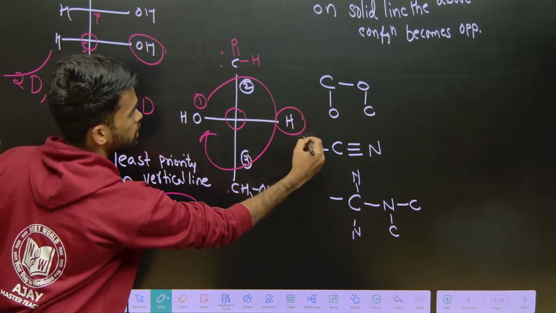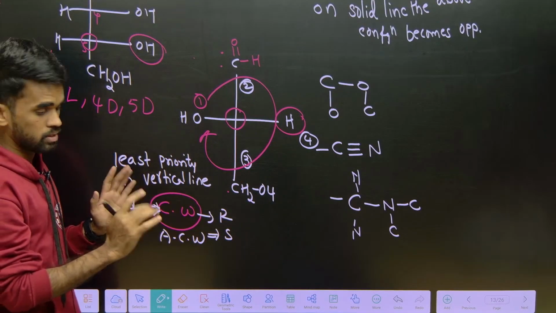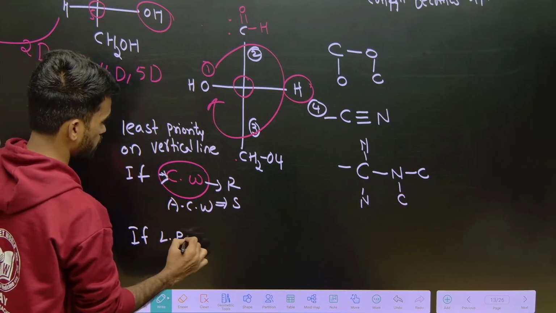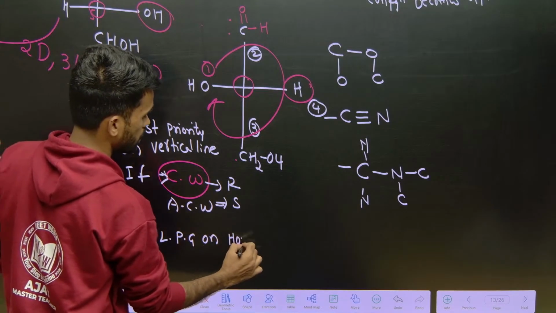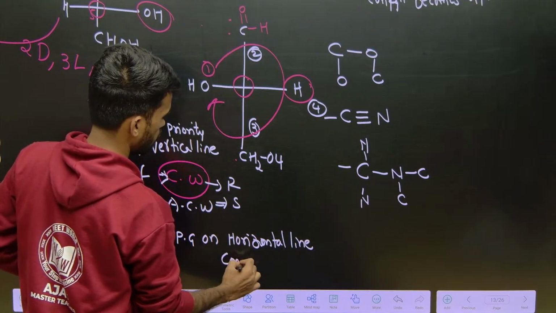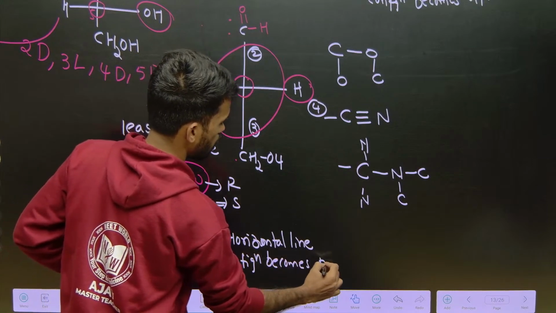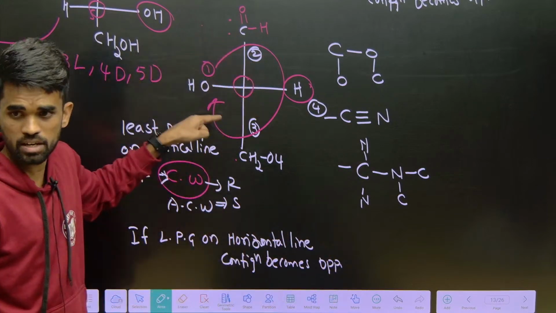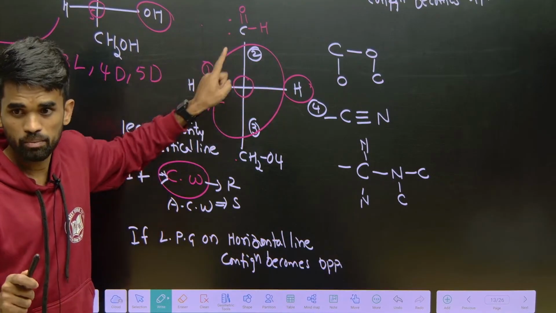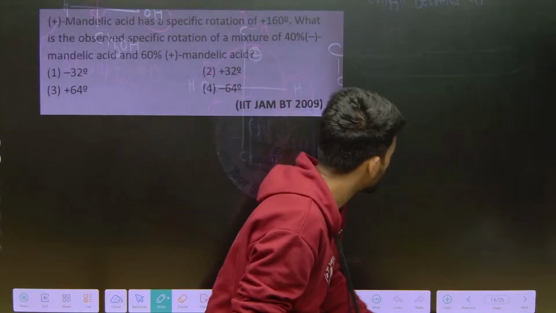If the least priority group is on the horizontal line, the configuration becomes opposite. So now tell me, this is clockwise. Clockwise, but the least priority is on horizontal. So clockwise means R, but since the least priority is on horizontal, it becomes S. Is this clear or not? Directly we'll go to the questions first. Tell me.